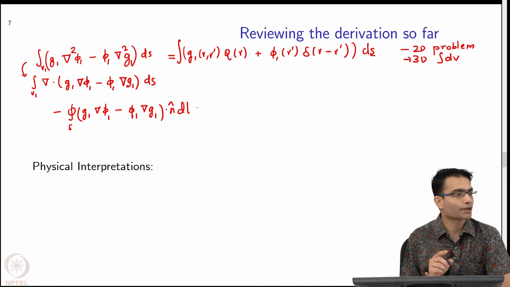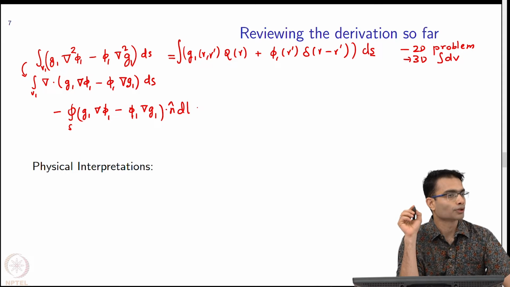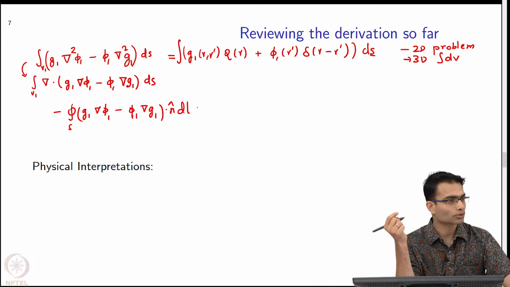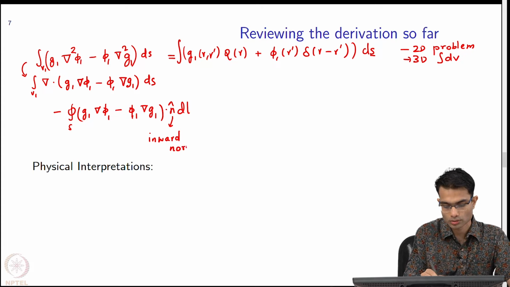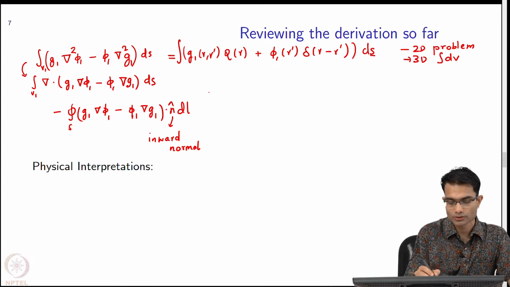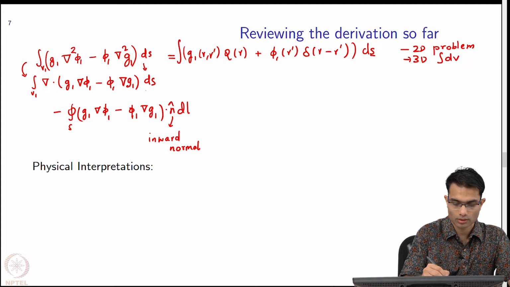That minus sign came because we chose n cap as the inward normal, not the outward normal. So this was due to convention. Okay, so this was the left hand side.